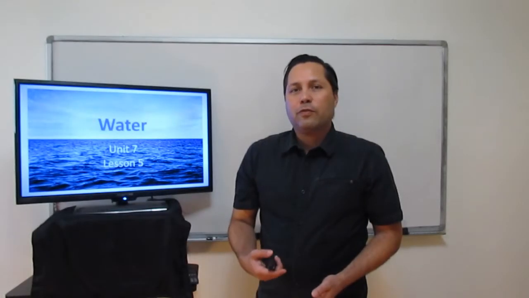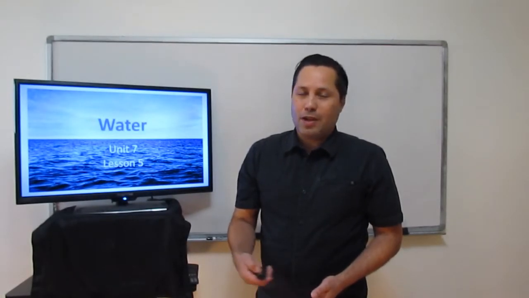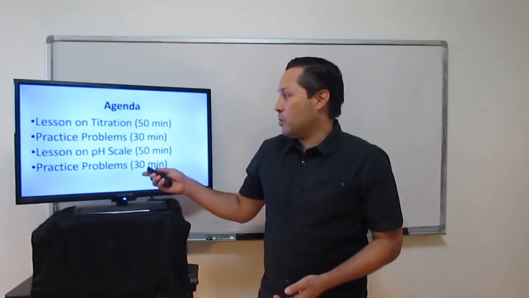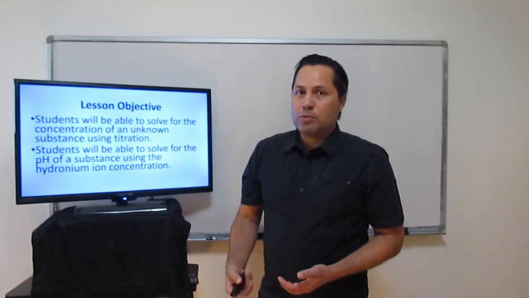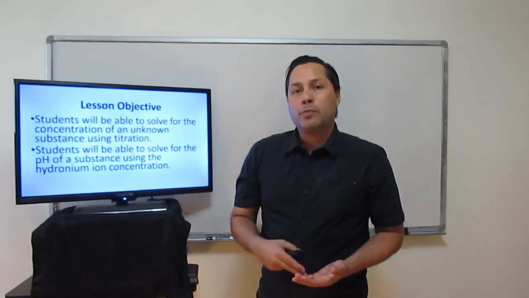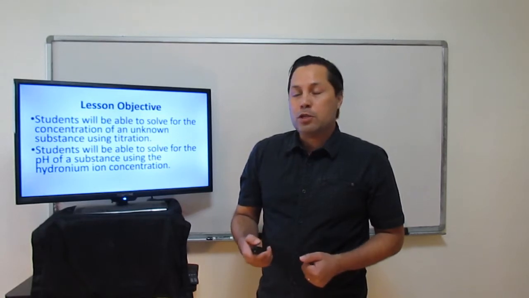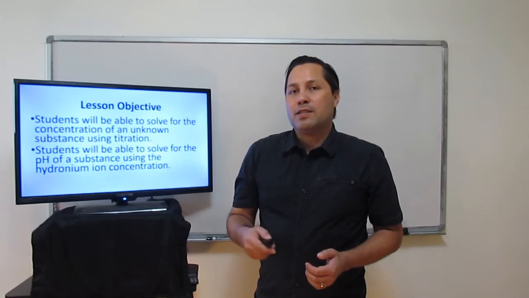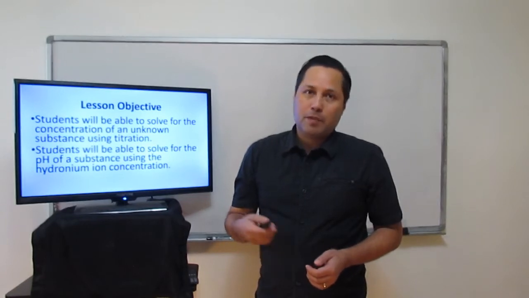Hi, this is lesson 5 of unit 7 in chemistry, and in this lesson we're going to talk about titration as well as the pH scale. For our lesson objectives, students will be able to solve for the concentration of an unknown substance using the process of titration. Also, students will be able to solve for the pH of a substance using its hydronium ion concentration. Let's go ahead and get started.